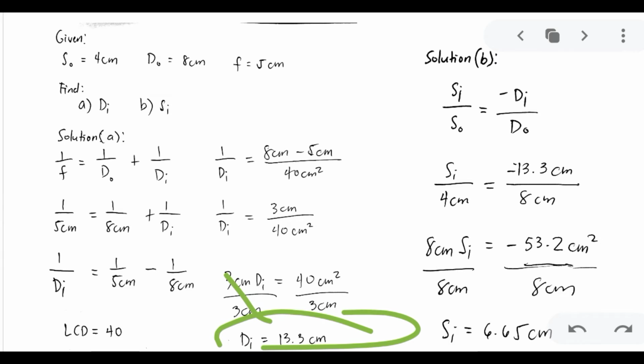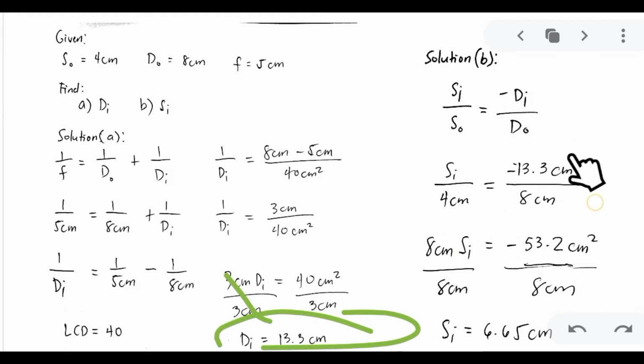Now for solution B, you are being asked to find the size of the image. To find the size of the image, you will be using the magnification formula, which is size of the image over the size of the object is equivalent to the negative value of the distance of the image over the distance of the object. So this one is constant, the negative inversion of the distance of the image to denote the inverted image. That is constant, both in convex and in concave.